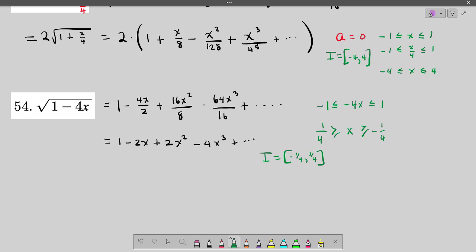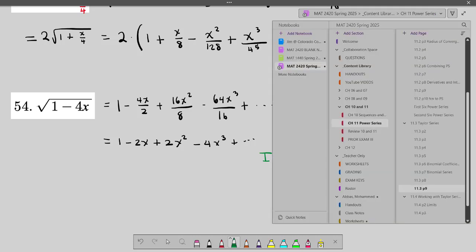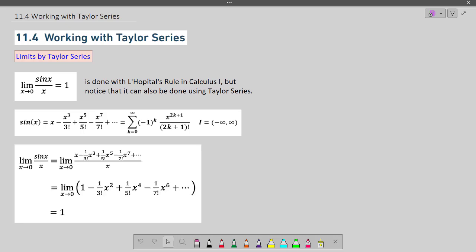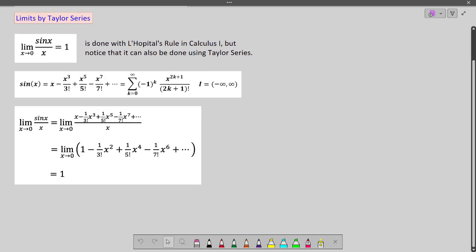So a lot of little symbol manipulations with binomial series, but they're not very long problems, which is kind of nice. Not too long. So our final stuff for this unit, final stuff with infinite series, it's pretty easy.